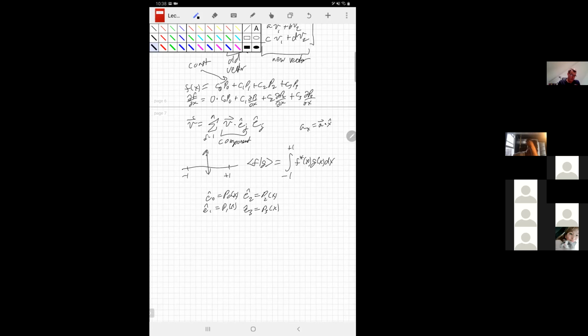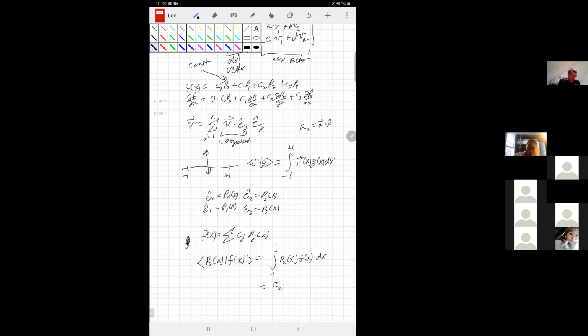Then what I could do is I could say that f of x is the sum of cj pj of x, and the inner product of, say, p2 of x with f of x would just be the integral of p2 of x f of x, and that would give me c2.